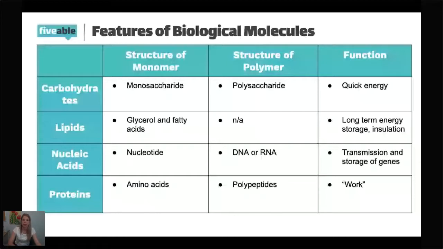But the stuff we covered today, we covered the structure of monomers, so monosaccharides, glycerols and fatty acids, nucleotides and amino acids. We covered the structure of the polymers. So for carbohydrates, that polysaccharide, that starch. For lipids, you could say triglyceride, but they're pretty monomer based. For nucleic acids, the DNA and RNA would be your polymer. And for proteins, when I get my big long chain of amino acids and I crumple it up, that's my polypeptide, many peptides, many proteins.